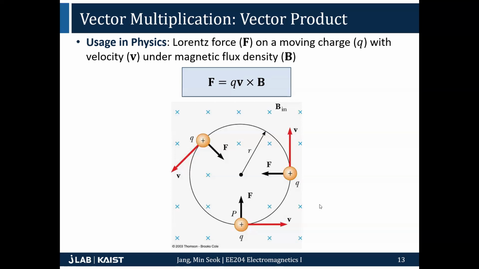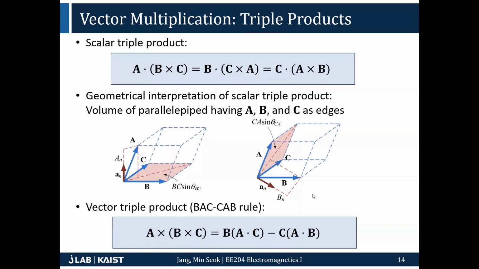Before I move on, there's another one: the triple product. There's an interesting relation, A dot B cross C is equal to B dot C cross A and C dot A cross B. This property can be easily proved by just looking at the geometrical interpretation.